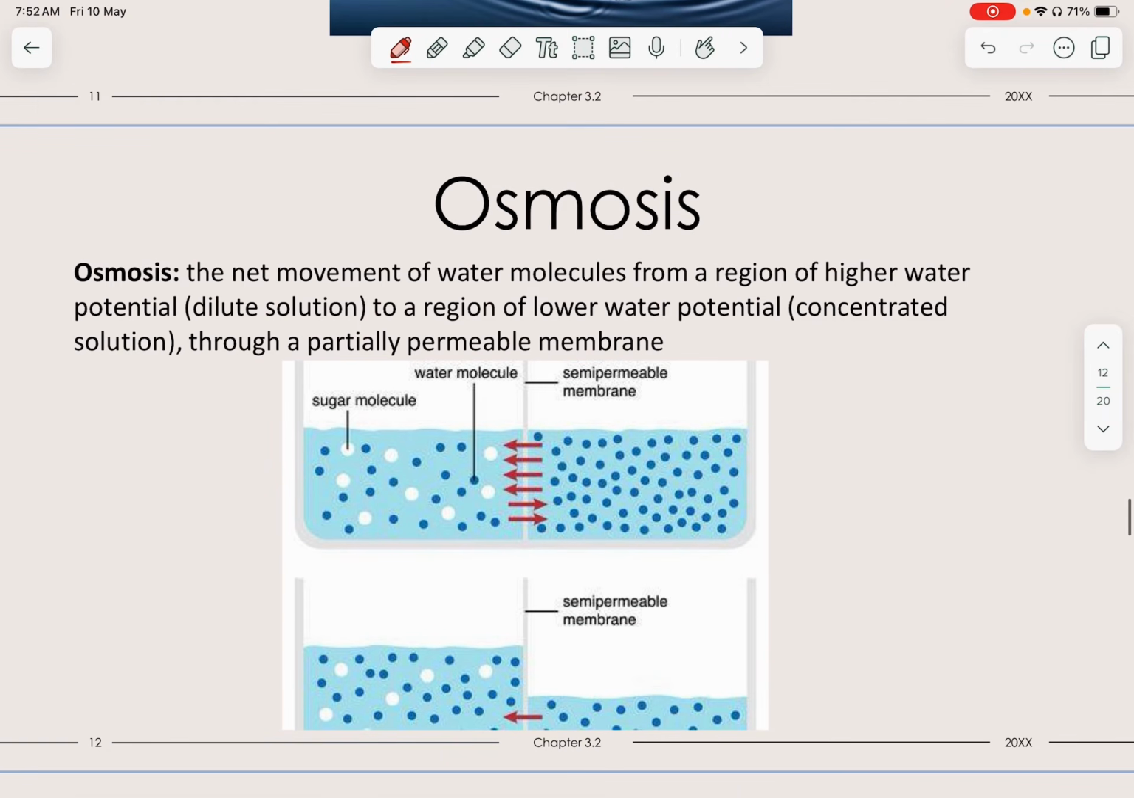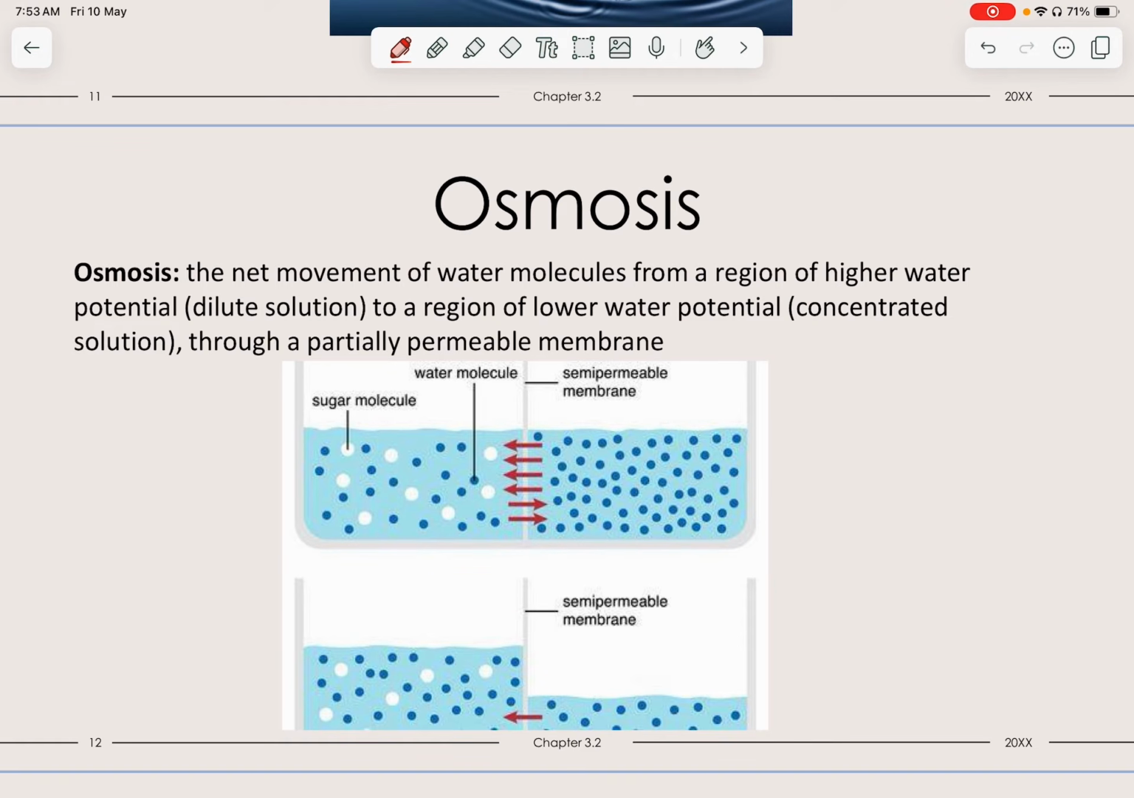Okay, now osmosis. Osmosis is a bit similar to diffusion, but osmosis is usually for water only. It's the net movement of water molecules from a region of higher water potential, a dilute solution, to a region of lower water potential, which is a concentrated solution, through a partially permeable membrane.